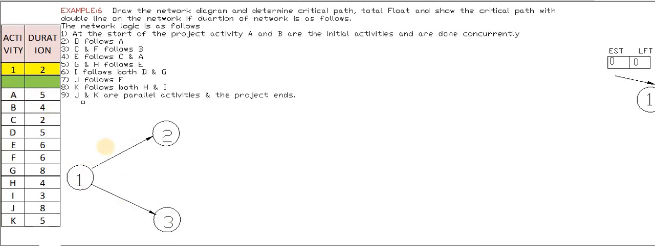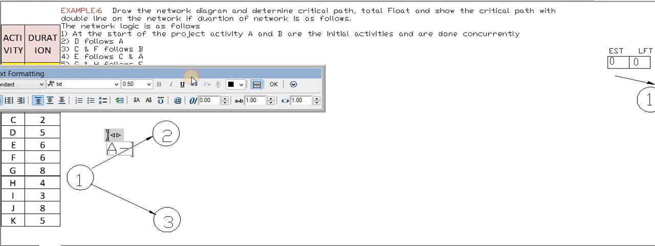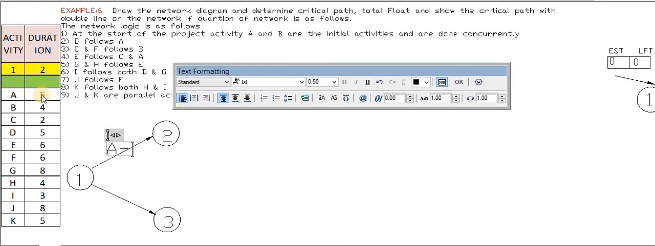Here activity A has been given, so we will give the numbers to activity A. What are the durations for A? Activity A has a duration of 5. Okay, so we'll keep this as 5.